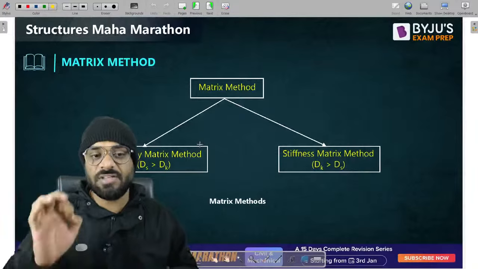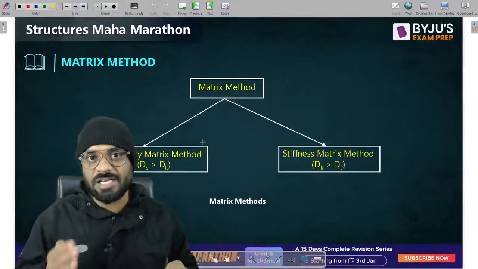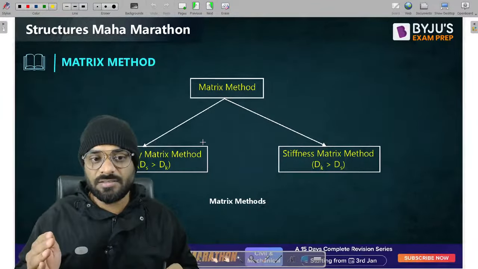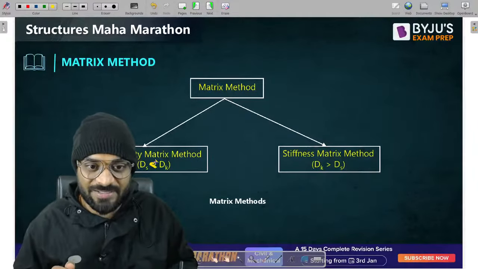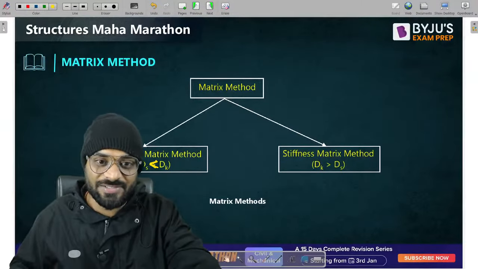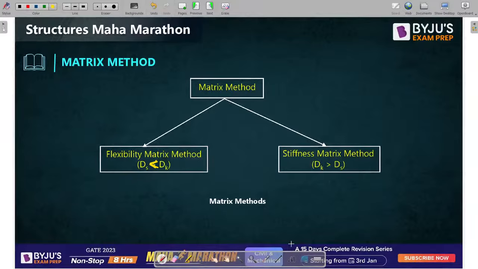The flexibility matrix method we have to use when the static indeterminacy is less than the kinematic indeterminacy. Then only we have to use it. But in the case of the stiffness matrix method, we use it when the kinematic indeterminacy is less than the static indeterminacy. Understood? Getting the point? And this particular method is a force method, and this method is a displacement method.